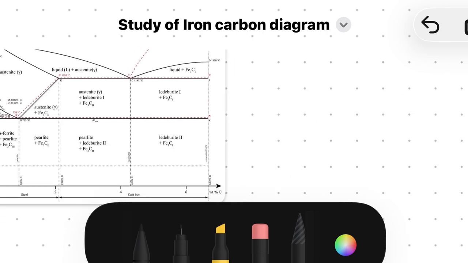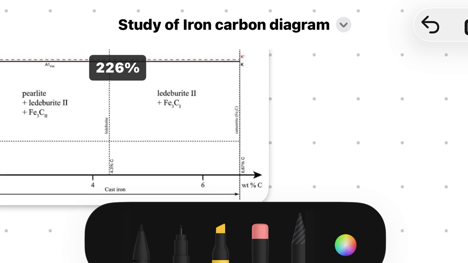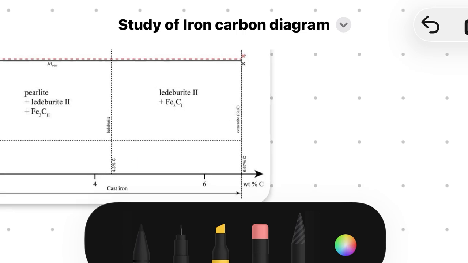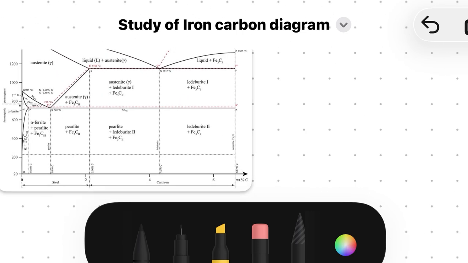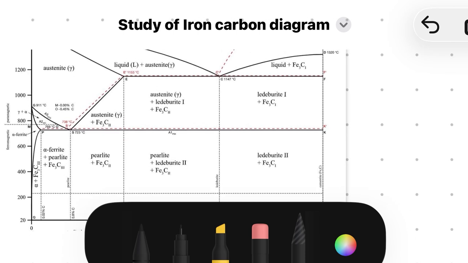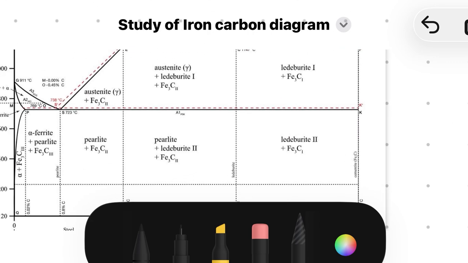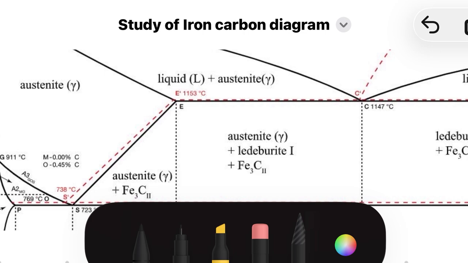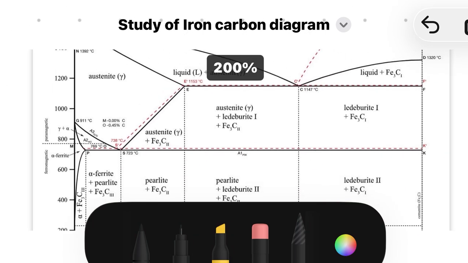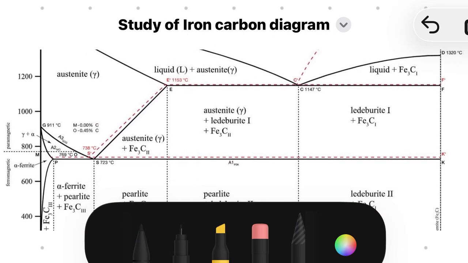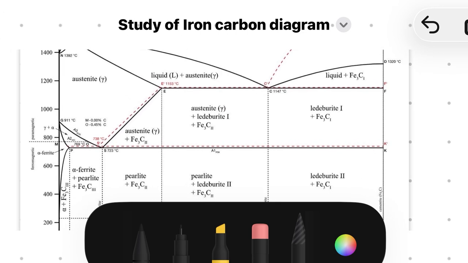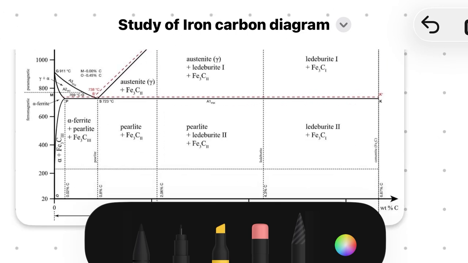The cementite has 6.67 carbon percentage. The cementite phase is the hardest phase on the Rockwell hardness tester. You can find a hardness of 90 to 92 or above in the cementite phase. And the austenite phase is non-magnetic, and also there are different structures present over there.